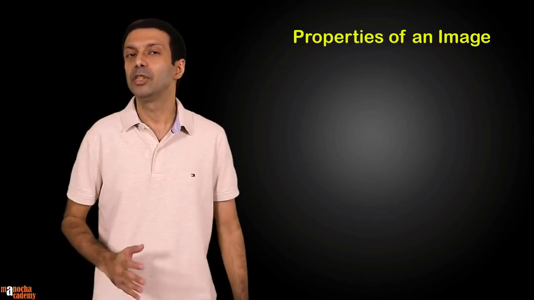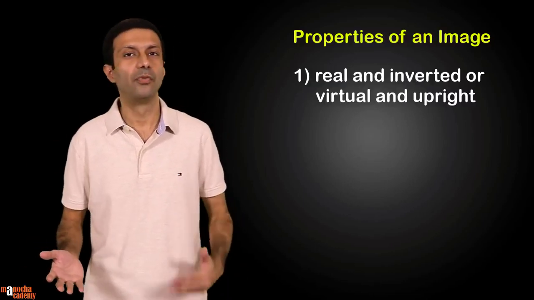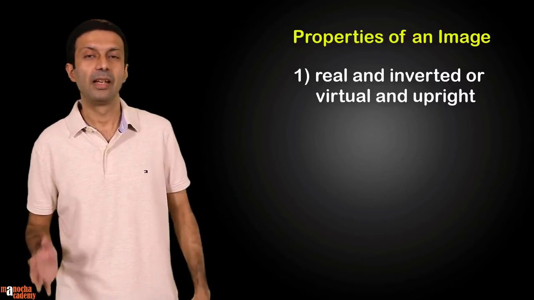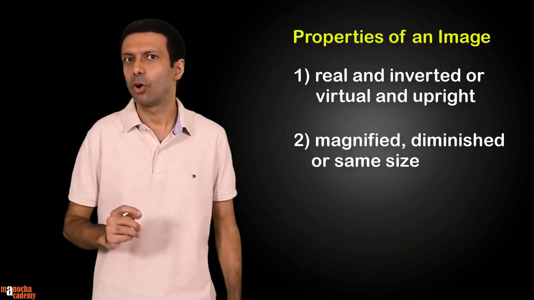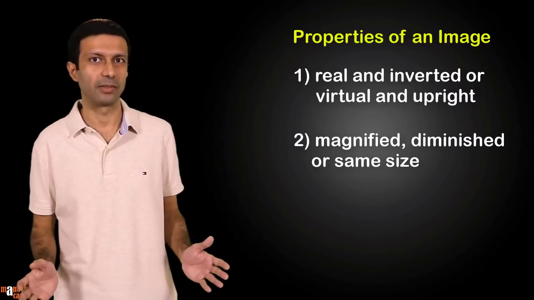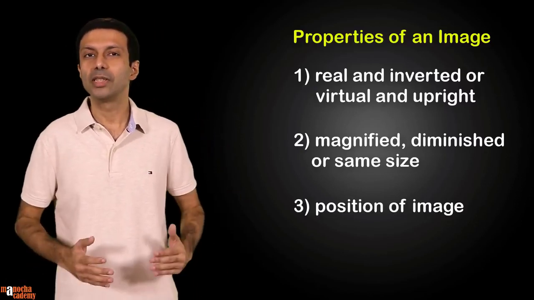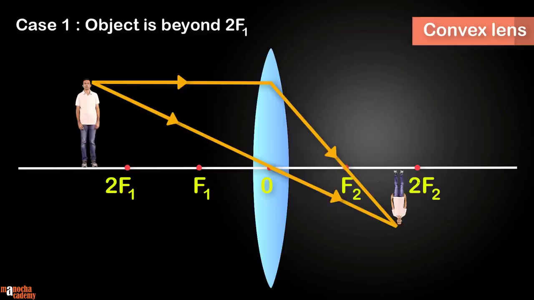First, is the image real and inverted, or is it virtual and upright? Second, is the image magnified, diminished, or is it the same size as the object? And third, what is the position of the image? So what are the properties of the image here for case 1? That's right, the image is real and inverted.